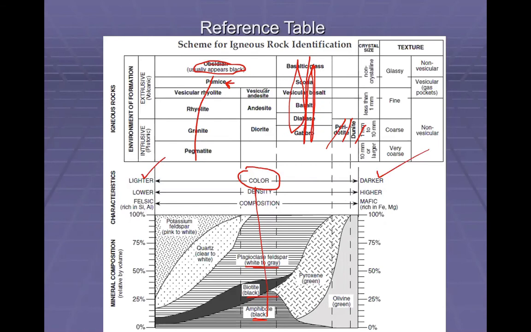Okay, let's deal with pumice and vesicular andesite. Does this rock that we just looked at have gas pockets in it? And the answer is no, not at all. So that does in fact eliminate pumice. It does in fact eliminate vesicular andesite. So now you're down to just two choices.